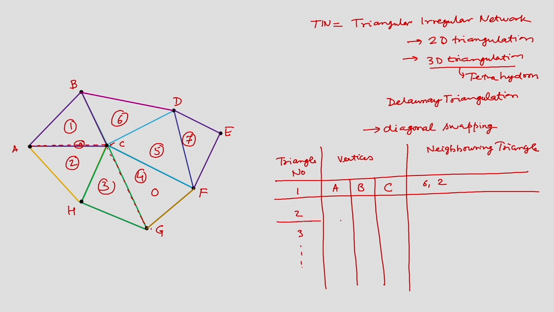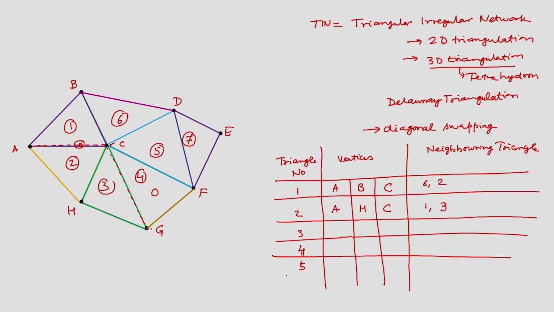So, let us consider the triangle number 2 now. So, for triangle number 2, we have vertices A, H and C. And what are the neighboring triangles? Neighboring triangles are 1 and 3. Similarly, you can fill it for 3 and 4 also yourself. Let us consider the triangle number 5. So, what are the vertices here? C, F and D. And what are the neighboring triangles? There are 3 neighboring triangles, 4, 6, 7.